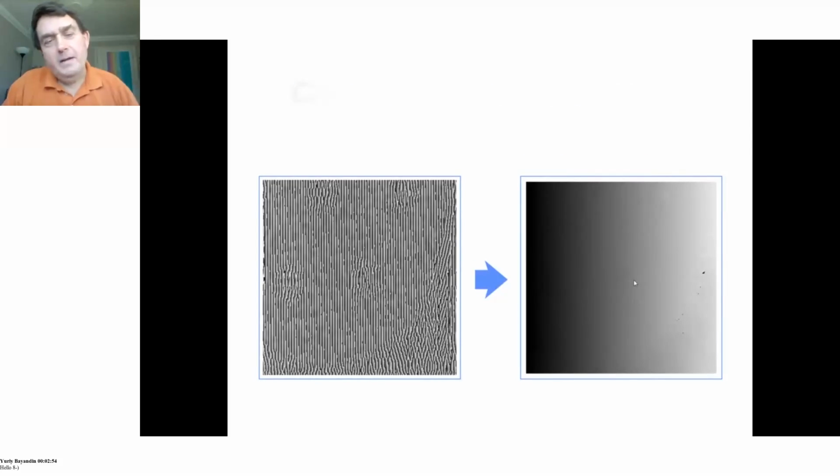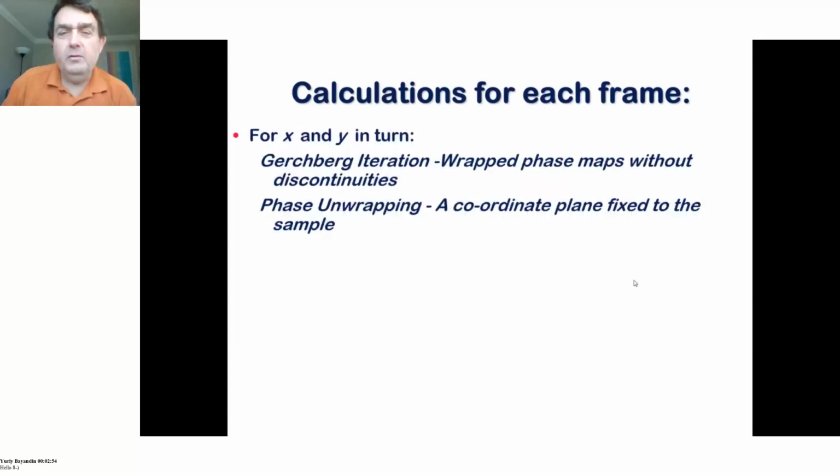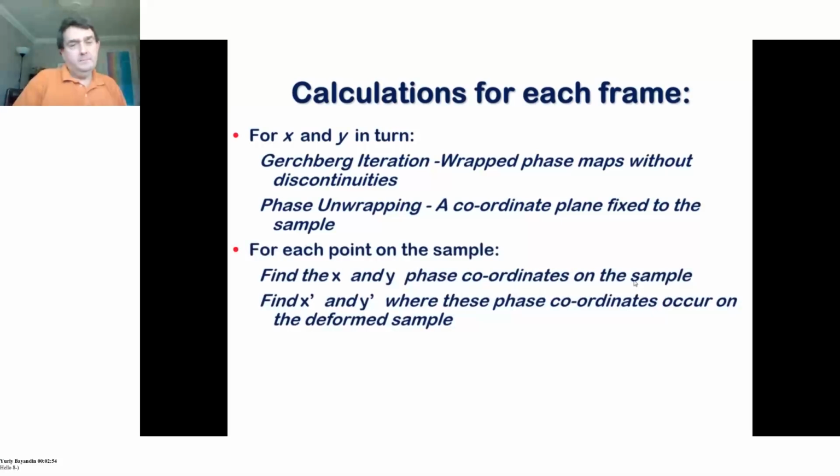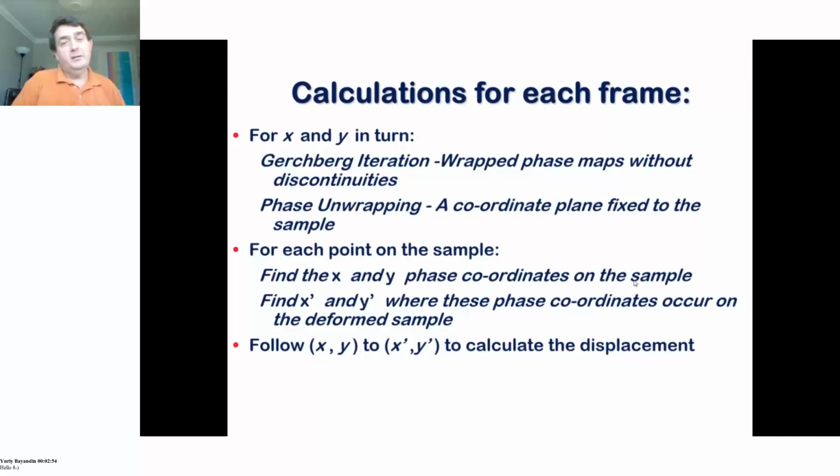So there you go: Gerchberg, to get rid of the holes in your phase map, to make sure you've got no discontinuities in your phase map. Phase unwrapping to get the coordinates fixed to the plane of the sample, and for each point you do the calculation, and then get the displacement. From the displacement, you can calculate the strain.